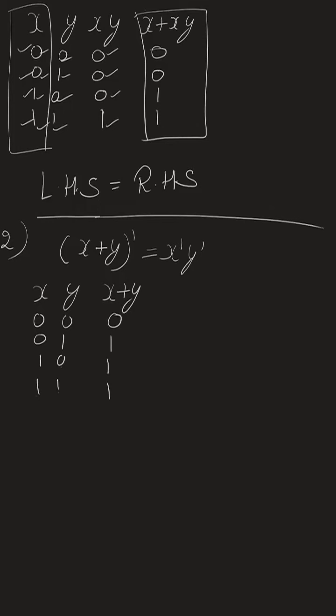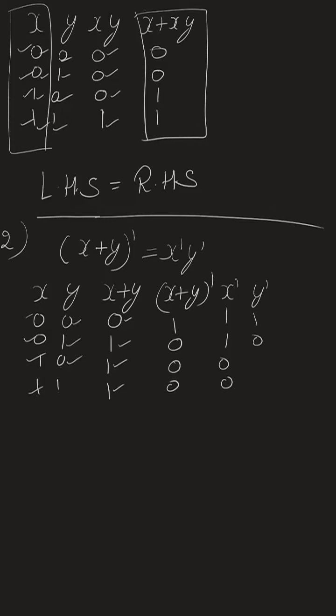Now find out the complement, x plus y whole complement. So 0 converts to 1 and 1 converts to 0. Again 1 converts to 0, again 1 converts to 0. Now we need x complement y complement. So you can write down here x complement first. So 0 converts to 1, again 0 converts to 1, again 1 converts to 0, again 1 converts to 0. Now I need y complement. 0 converts to 1, 1 converts to 0, 0 converts to 1, and 1 converts to 0 here.